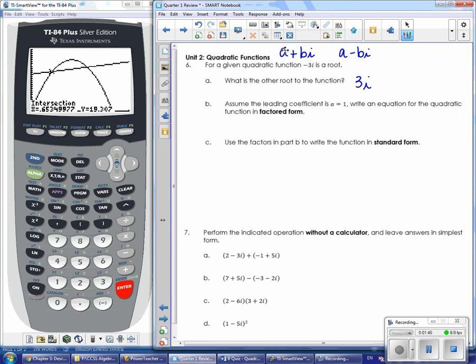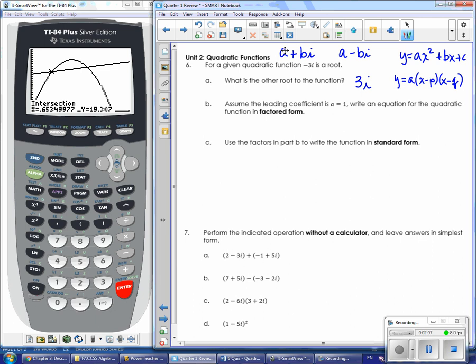And then in letter B, it says to assume the leading coefficient is 1, and to write the equation for the quadratic function in factored form. So remember, standard form is ax squared plus bx plus c. And factored form, or intercept form, looks like a times the quantity x minus p times x minus q, where p and q are your roots. Notice that when you write them in factored form, you have to switch the sign when you put the number inside the parentheses.